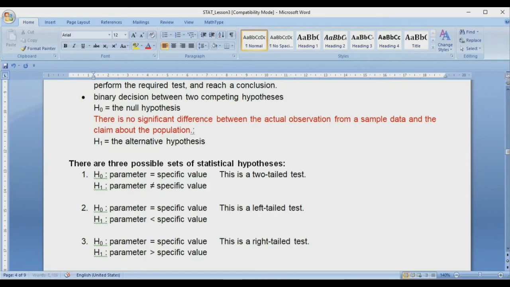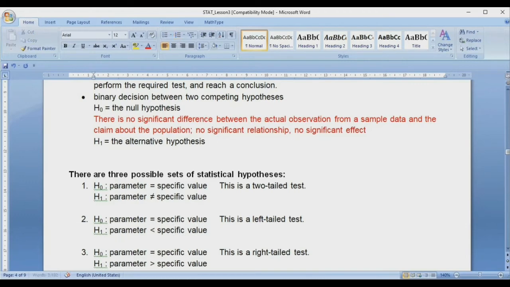Aside from no significant difference, ginagamit din dito yung no significant relationship. Ginagamit mo rin dito yung no significant effect. So, ganun sa null hypothesis. Lahat puro no. So, pag walang difference, ibig sabihin equal. Kaya kung makikita nyo yung 3 sets of possible statistical hypothesis, lahat equal yung null.